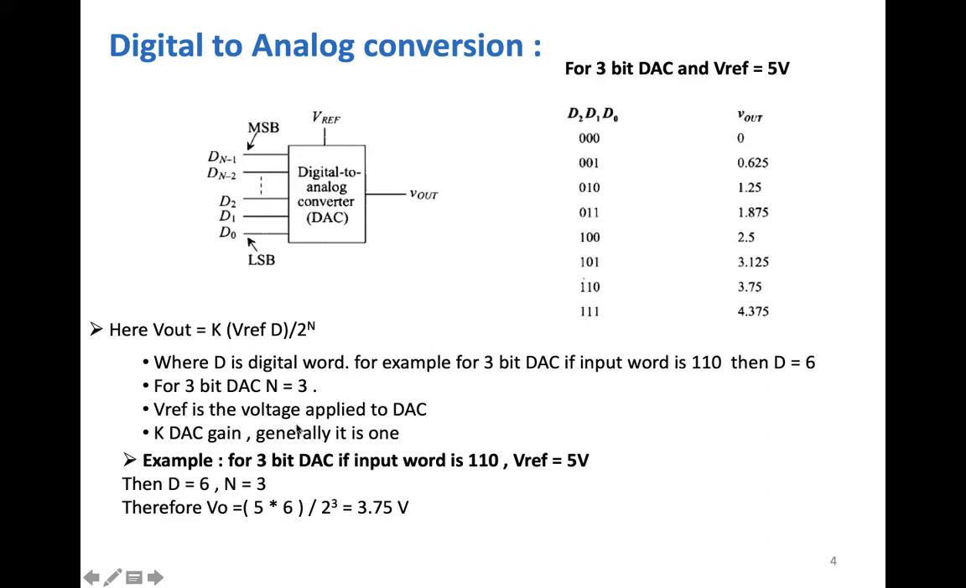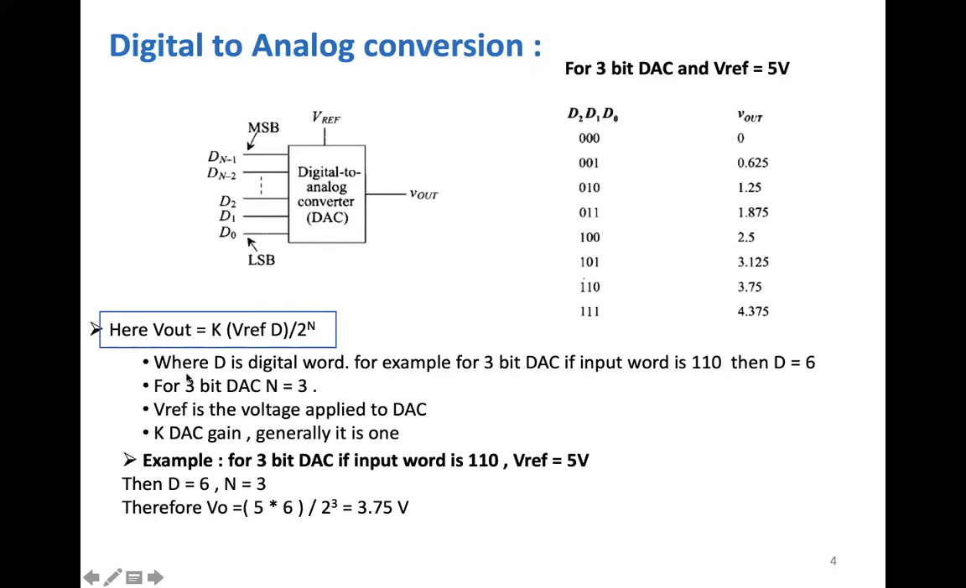For a 3-bit DAC, N is equal to 3. V reference is the applied voltage to the DAC. So if we calculate, V reference is 5, D is 6, and N is 3 bits, so I should be getting about 3.75. Are we getting 3.75 here? Yes, with 110. So this is the formula, and you have to remember it. It will be used to understand how V out occurs. So note down this formula. This is important.